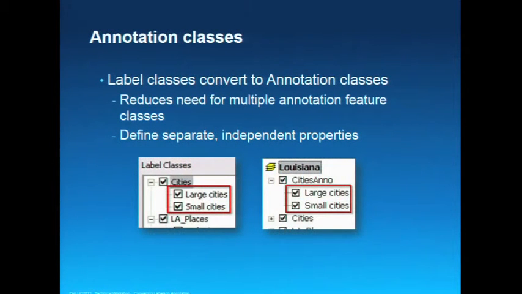One last thing that's maintained when you convert over to geodatabase annotation is annotation classes. So if you spent the time and you created label classes using SQL queries and different text symbols for your labels, you're not going to lose that. They are going to pull across to the annotation classes. So you can see here with my Louisiana data frame, I had my cities and I divided it up into large and small, and that just mirrors over to the annotation classes.